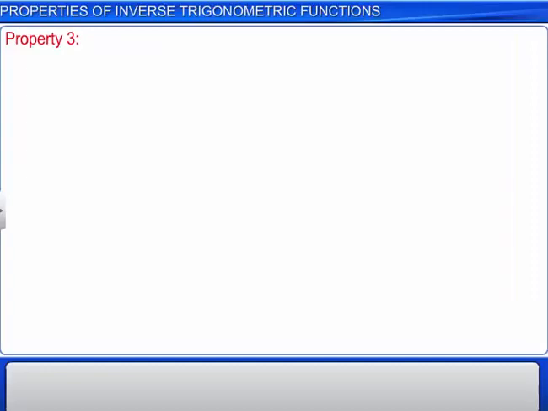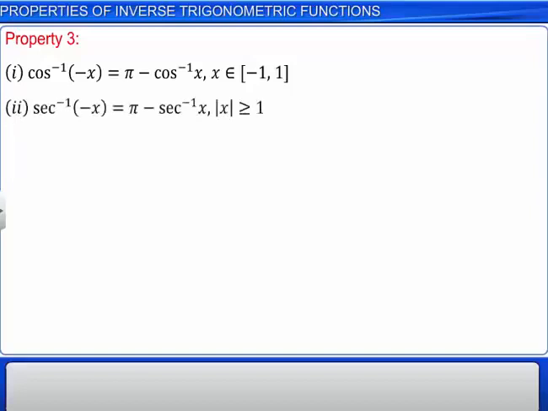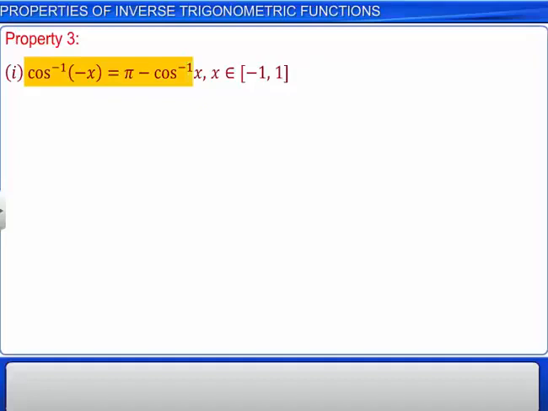The third property states that cos inverse of minus x is equal to pi minus cos inverse x. Similarly, secant inverse of minus x is equal to pi minus secant inverse x. Also, cot inverse of minus x is equal to pi minus cot inverse x. Let us prove the first part. cos inverse of minus x is equal to pi minus cos inverse x.